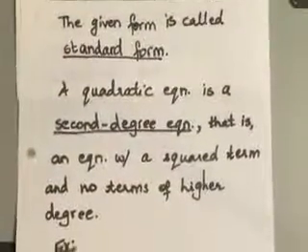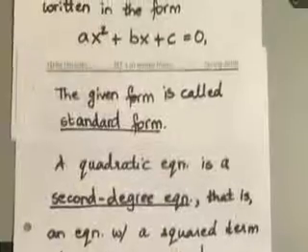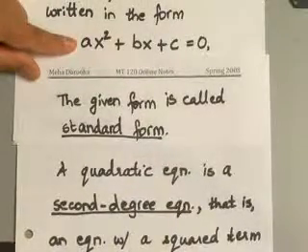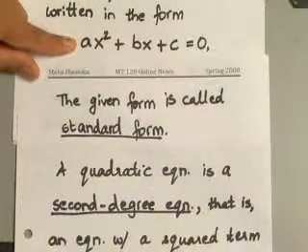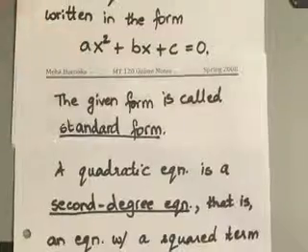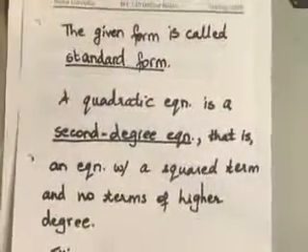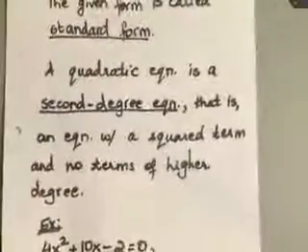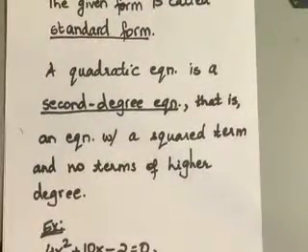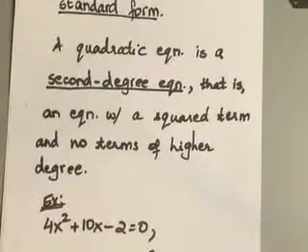Now, a quadratic equation is basically a second degree equation. By second degree, of course, we mean that the highest power in your equation has to be a squared term, or has to have the exponent 2 on it. So that's what we call a second degree equation. And you cannot have anything higher than a second degree.